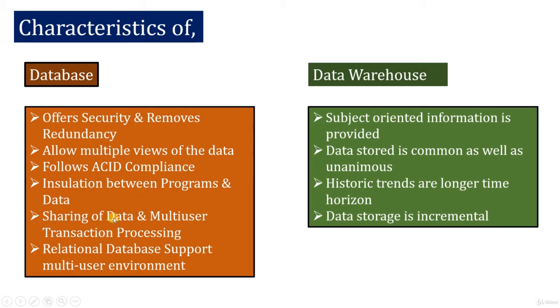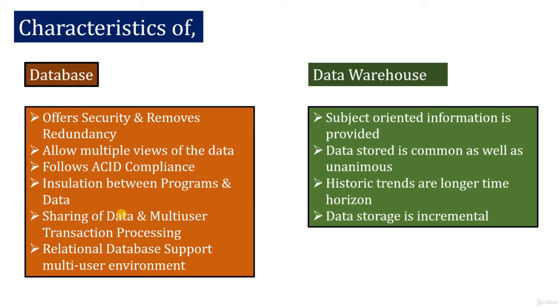What is the next characteristic? Sharing of the data and multi-user transaction processing. A multi-user DBMS must allow multiple users to access the database at the same time. It is essential if the data from multiple applications is to be integrated and maintained in the same database that the DBMS includes concurrency control.